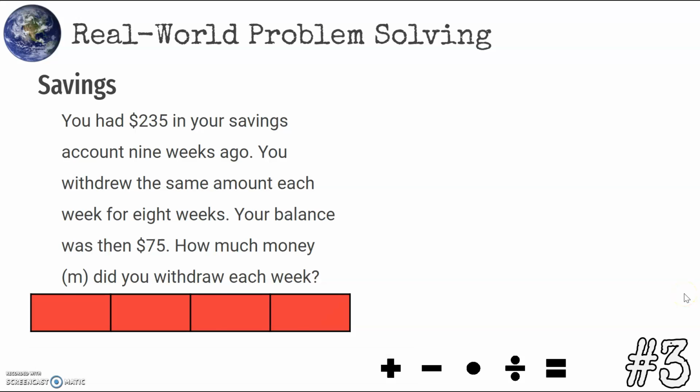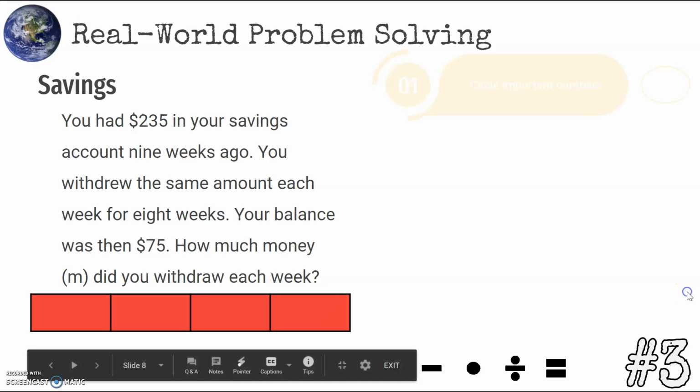Okay, you had $235 in your savings account 9 weeks ago. You withdrew the same amount each week for 8 weeks. Your balance is now $75. How much money, M, did you withdraw each week?